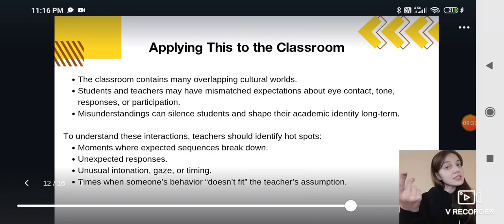To understand these interactions, teachers should identify hotspots, like moments where expected sequences break down: unexpected responses, unusual intonation, gaze, or timing, and times when someone's behavior doesn't fit the teacher's assumptions.